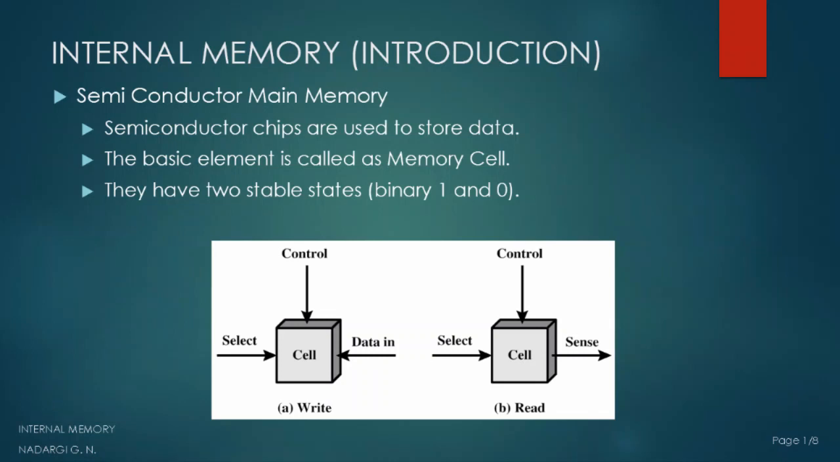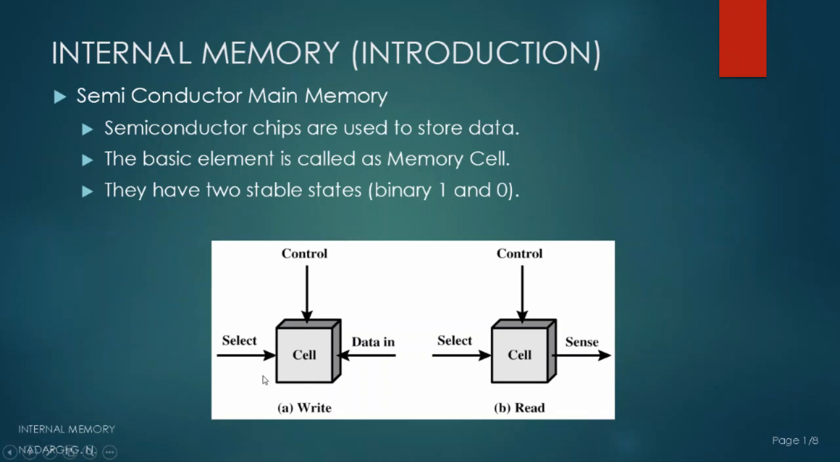Now they are capable of being written into to set the state, or they are also capable of being read to sense the state. So we can set a state also and we can sense the state also. Now each cell has three functional terminals capable of carrying an electrical signal.